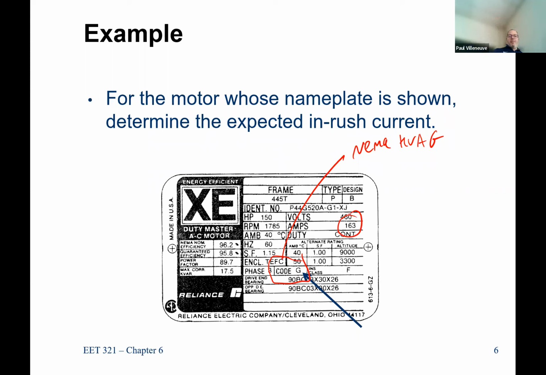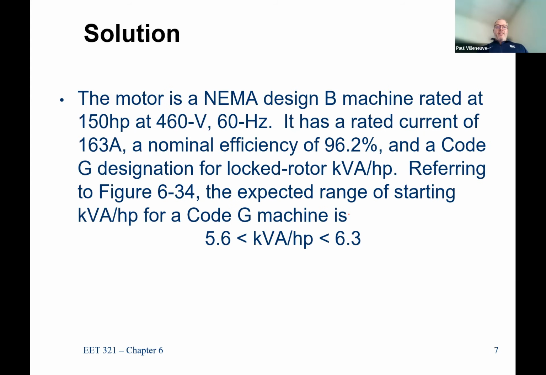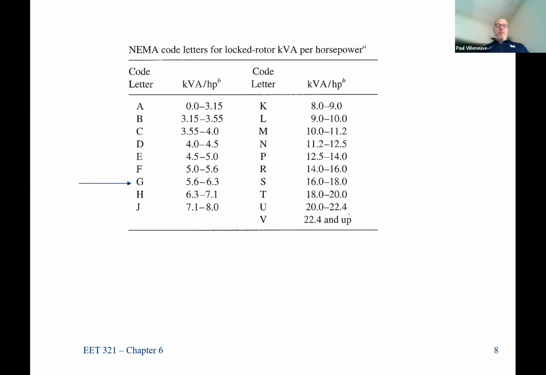So for this particular application, our NEMA code G tells us that for this 150 horsepower motor, I need between 5.6 and 6.3 kVA per horsepower. So I have a range of how many kVA I need. And what that tells me, because S equals the square root of 3, V I conjugate, is that I can at least calculate the magnitude of current. That's all I really care about, this magnitude of current.